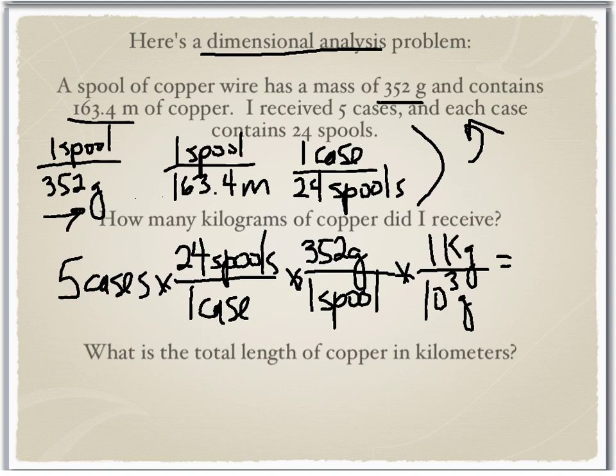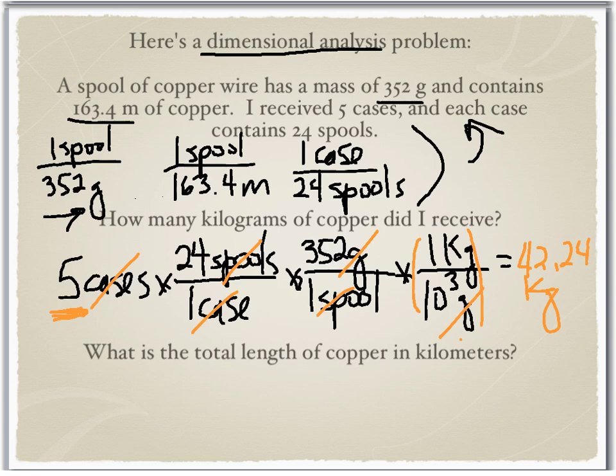Okay, so this is what I came up with. I got 5 cases, and so I need those to cancel, and there are 24 spools per case. And since we need mass, I knew that one spool weighed 352 grams, so I set it up so spools would cancel. But they don't want the answer in grams, they want it in kilograms, so that means I had to use this conversion factor. Grams cancel, and we're left with kilograms, and I got 42.24 kilograms.